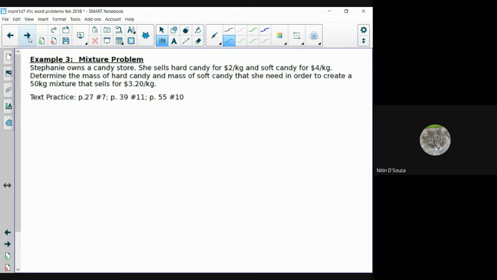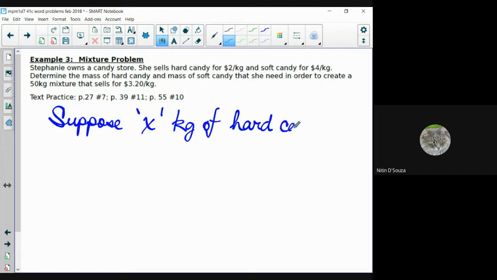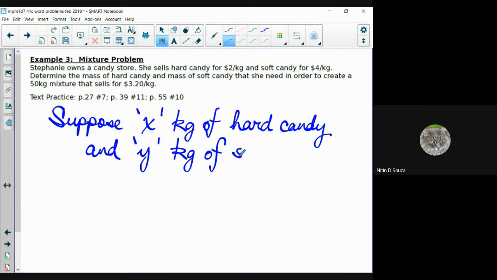All right. Stephanie owns a candy store. She sells hard candy for $2 a kilo, soft candy for $4 a kilo. You want to create a 50-kilo mixture that sells for $3.20 a kilo. So suppose X kilos of hard candy and Y kilos of soft candy.